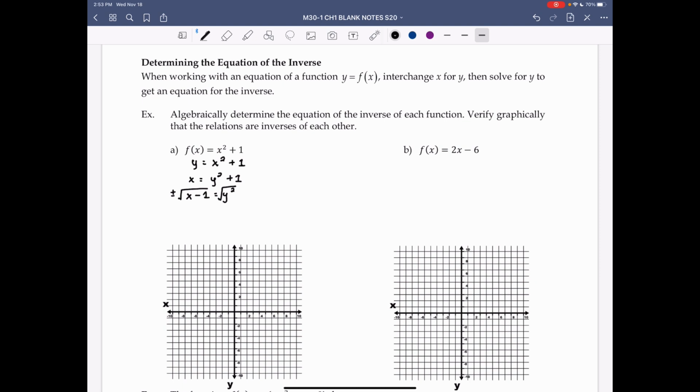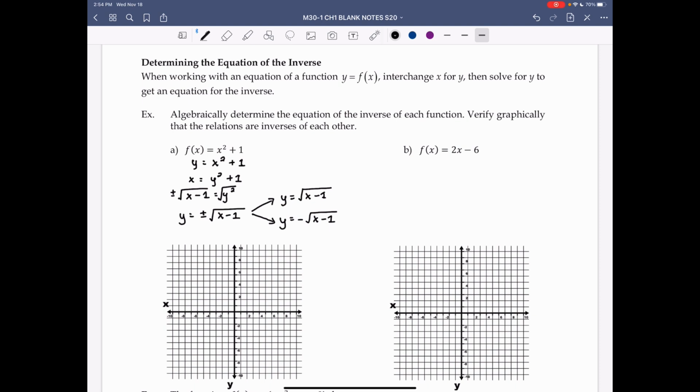square root. So we get y equals plus or minus the square root of x minus 1, which gives us two things to graph. We have y equals positive square root of x minus 1, and also the other part of the graph will be y equals negative square root of x minus 1. Let's graph these, starting with f of x equals x squared plus 1.